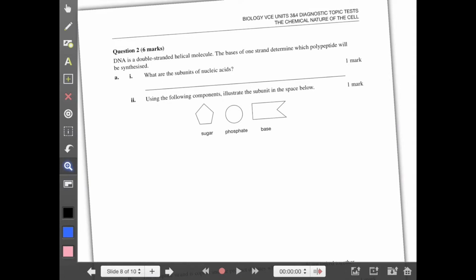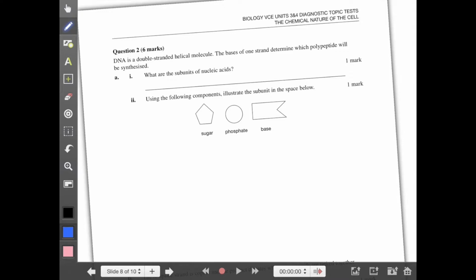Okay, so now we're going to move on to question 2. Hopefully this one's a nice quick one. It's worth 6 marks again, so you should be giving yourself 6 minutes to do it. So DNA is a double-stranded helical molecule, so that just means that helix, just like you see in a helicopter, means that it goes around.